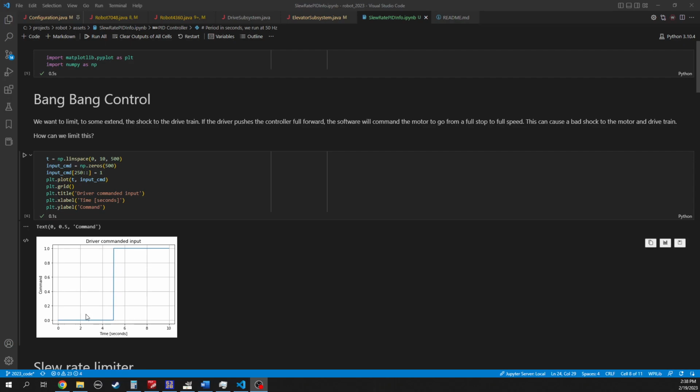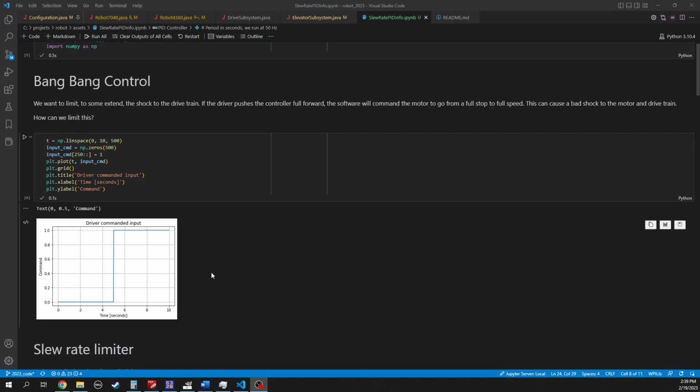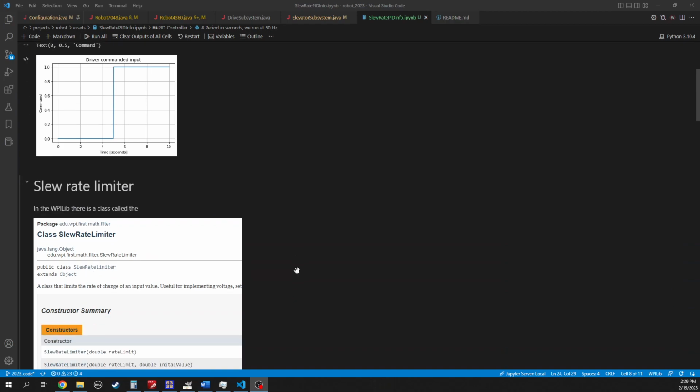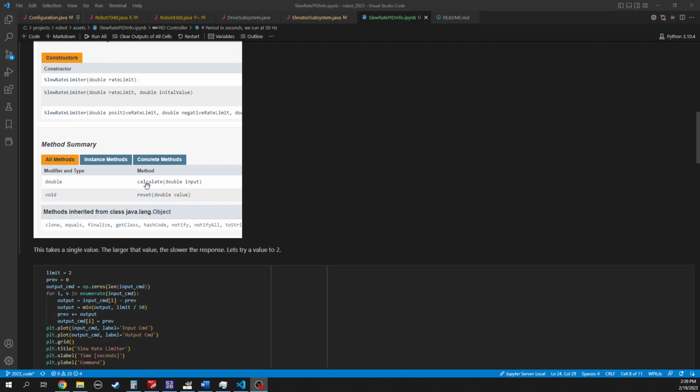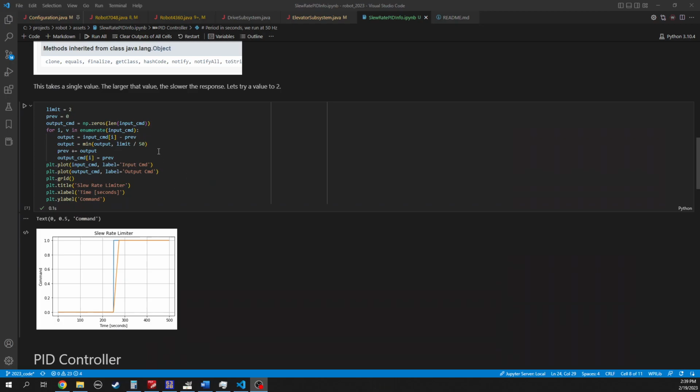So here is an example where we have an input that just goes from zero motor position or speed to maximum motor speed. And that motor is going to do everything it can to drive that fast. Well, in the WPILib, there's a class called the SlewRateLimiter. And we're using this right now in the robot chassis. What this does is it just limits the maximum rate of change over a time period.